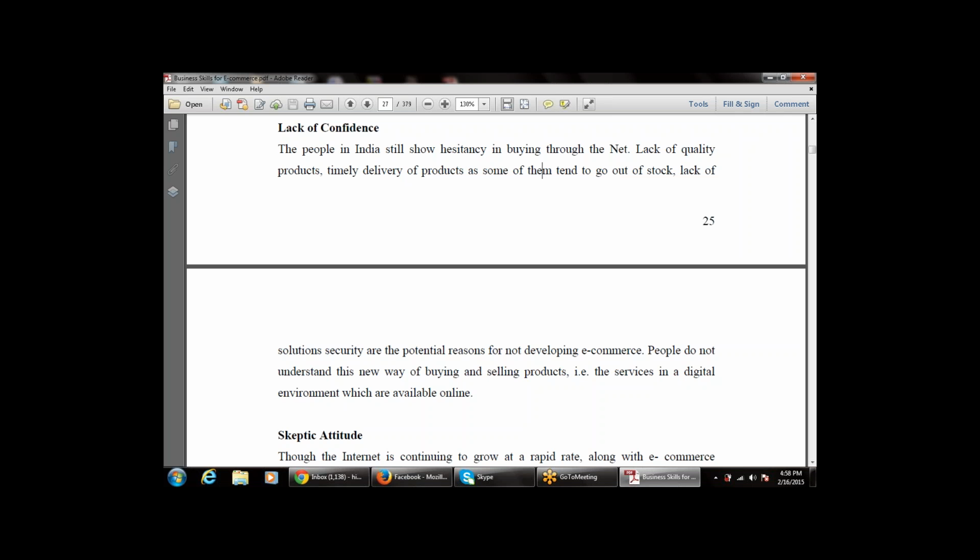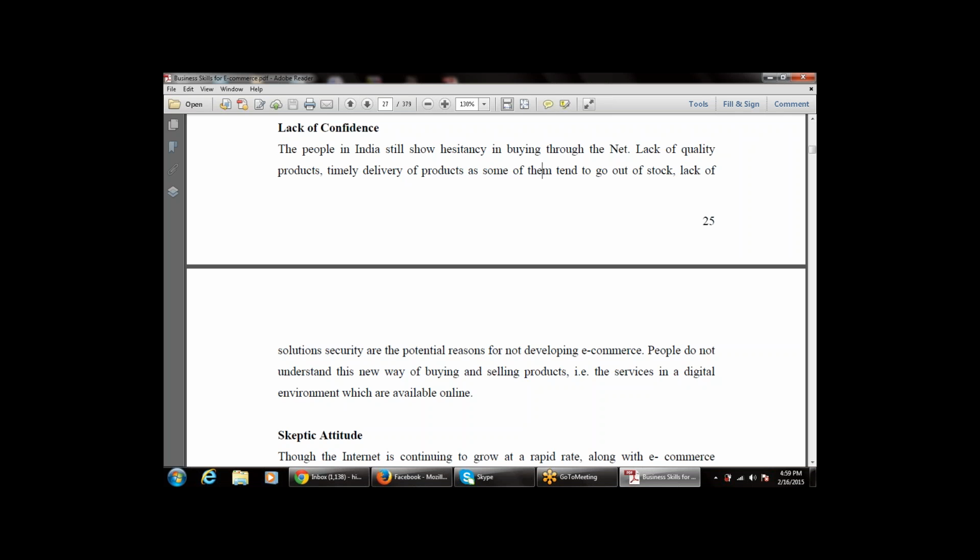Why? Because if I make a purchase through e-commerce, that is, online transactions, I need my money to be safe, not lost, and not going to waste. So I also assume that there is insecurity in doing transactions over the internet. This is also one of the disadvantages, that is, the lack of confidence. Till now we have studied the lack of infrastructure, lack of awareness and lack of confidence.